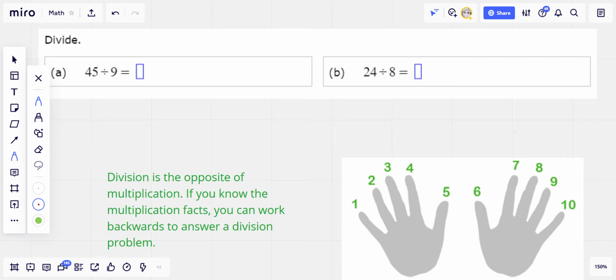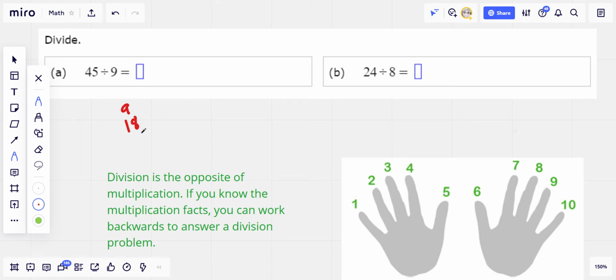So what do you do if you're not sure, if it doesn't come to mind that 45 divided by 9 is 5, if you don't know that fact? Well, there are a couple of ways to go about this. You could just start counting up by 9. So 9, and then 9 plus 9 is 18.